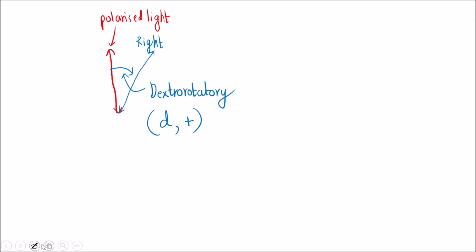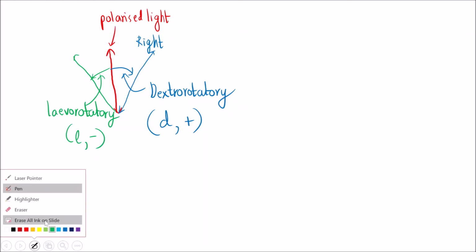And if this plane polarized light is rotated to the left, then that particular substance is called levorotatory. It is denoted by small l or a negative sign.